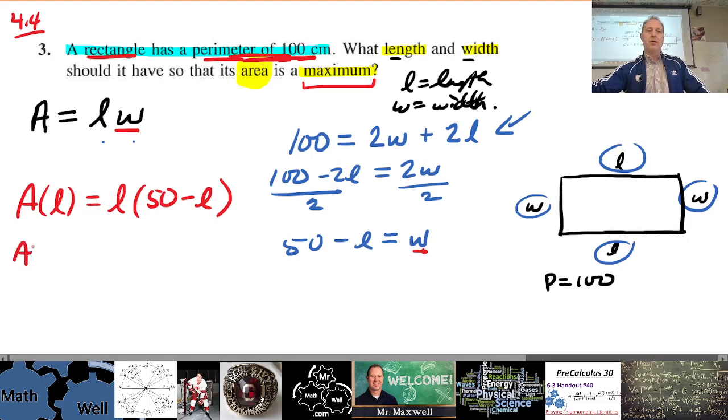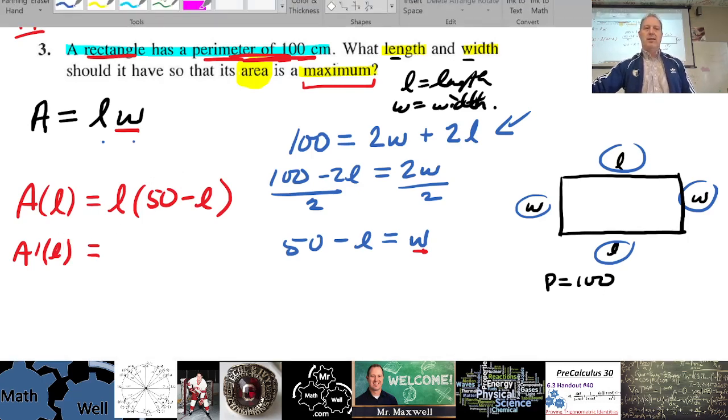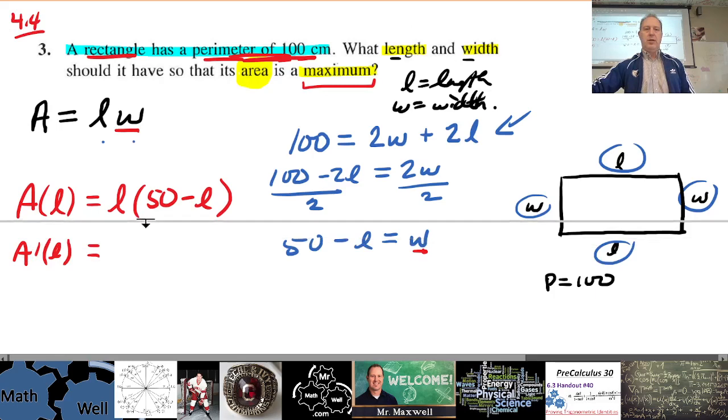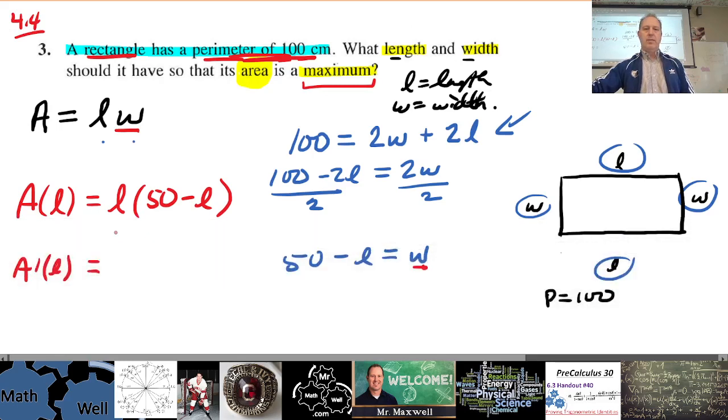So let's do that. A prime of L is, now we can do the product rule, but remember, we don't want to do product rule if we don't have to. So a good idea is to simplify this a little bit. So let's just do that. I'm going to make a little room here, and this A of L is actually, let's multiply this in, so we have 50L minus L squared. That's going to be much easier. It's easier for us to take the derivative of a polynomial. So if you can substitute or simplify, good idea to do that. It's 50L.